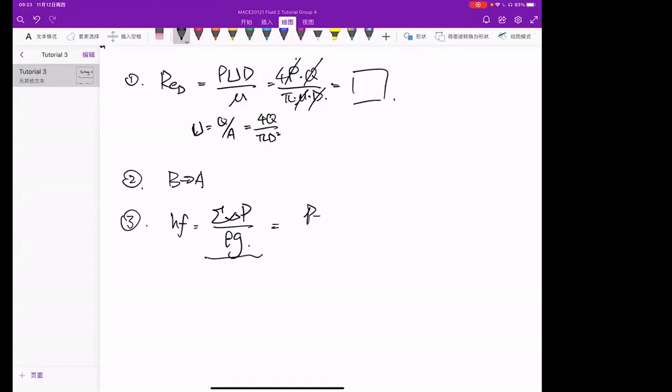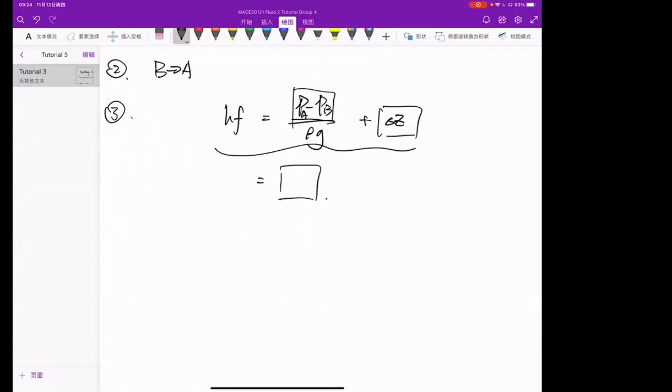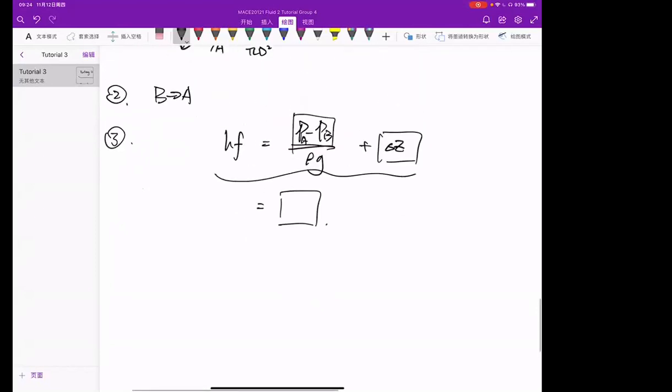So you could have PA minus PB over rho g plus delta Z, right? When we calculate this hf, head loss of friction, we consider this equation. We have PA and PB, right? And we have delta Z, so we could easily find hf. It's pretty simple. So that's all about the first one. Any question? I guess no.